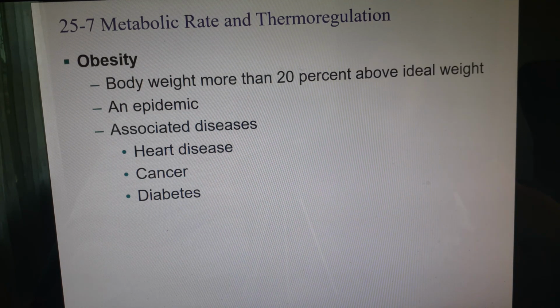Obesity is defined as having a body weight more than 20% above your ideal weight. And as we all know, America has a huge number of technically obese people, probably most of us. And it has been associated with heart disease, cancer, and diabetes.